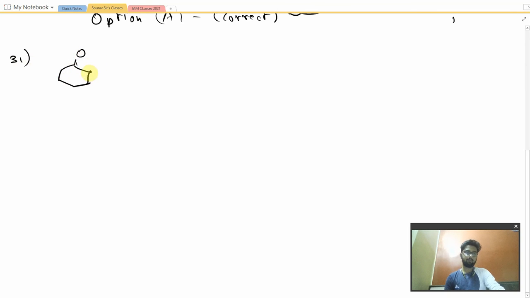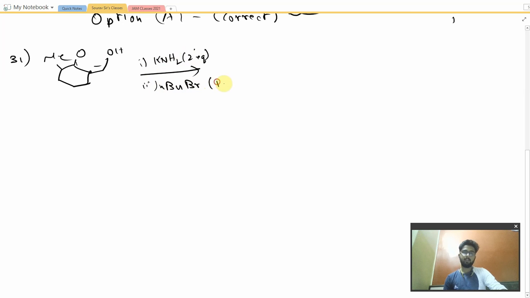Double bond O, OH, and then we have Me over here. The reagents provided are firstly KNH2, two equivalents. Then we have n-BuBr, one equivalent, and then dilute NaOH, aqueous obviously. So let us write down the mechanism for this.